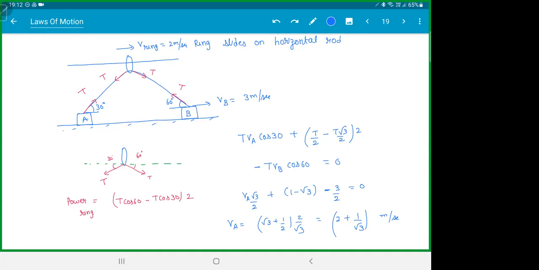Can I turn the page? Palak, clear, na? Udyan, clear? Rehan, Ronak, got this? Next one.